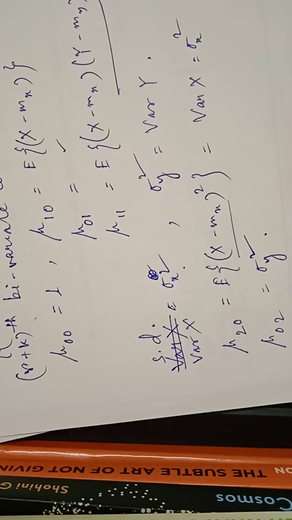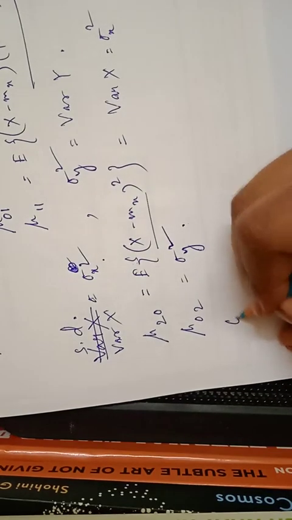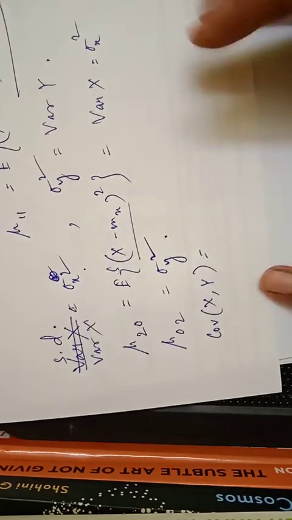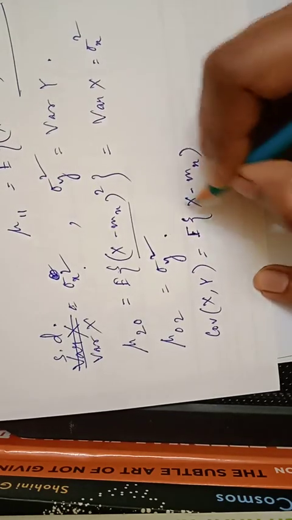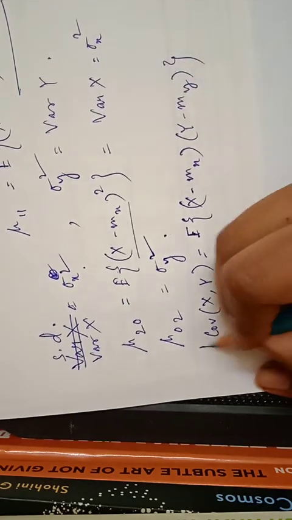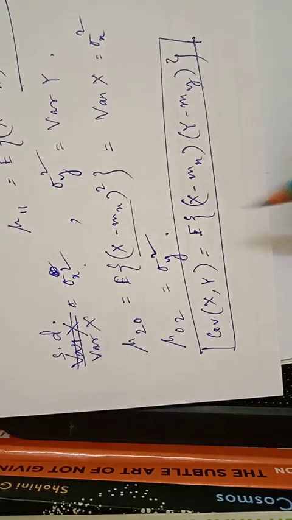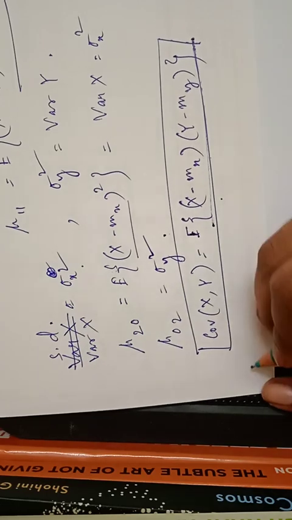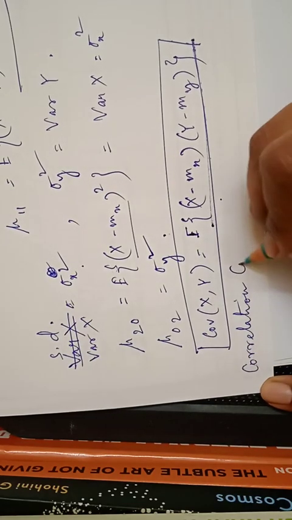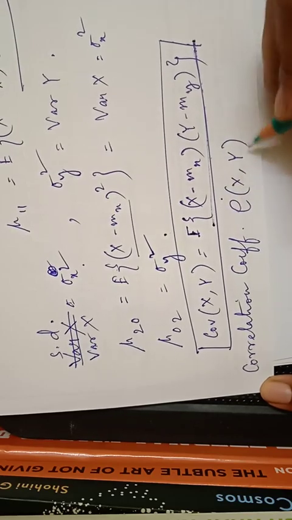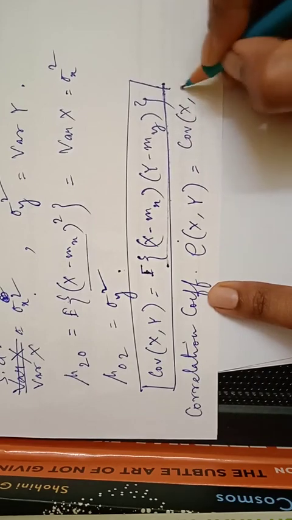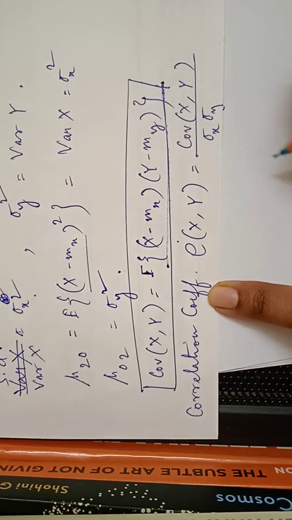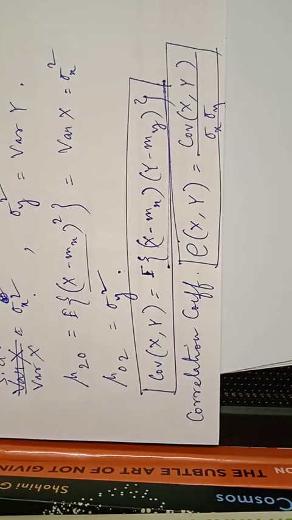Okay, so from here we are getting a new quantity which is called covariance, and it is quite important also: the covariance of x and y, which is defined as the expectation of (x minus m_x) into (y minus m_y). So we are considering this whole quantity, the value of mu_11, as the covariance of x and y. Now from the covariance we are defining another thing which is called the correlation coefficient, denoted by rho_(x,y), and it has the value covariance of x and y divided by sigma_x sigma_y. This is also another important thing, that is rho_(x,y) equals covariance of x and y divided by sigma_x into sigma_y.